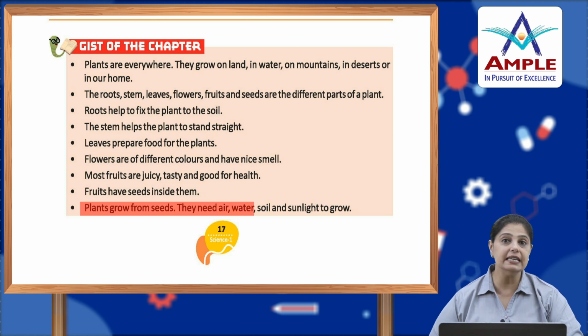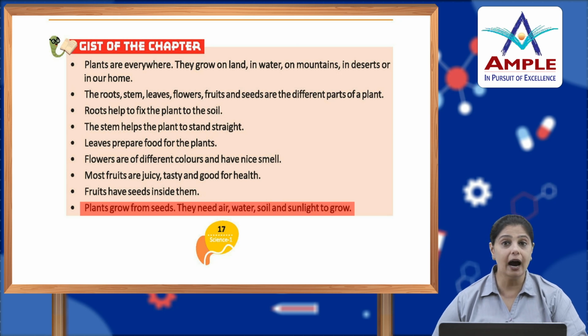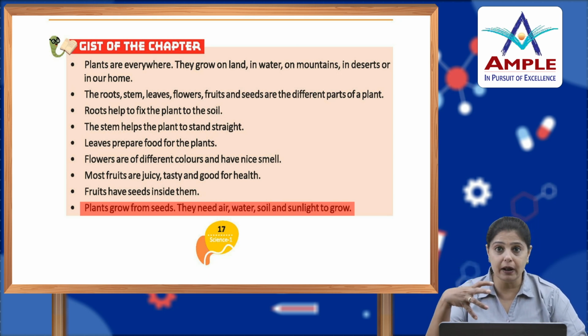Plants grow from seeds. They need air, water, soil and sunlight to grow. So, without these main things, the air, water, sunlight and soil, the plants cannot grow. If they lack anything, they will not grow. Even the plants that we say are indoor plants, they need a little bit of sunlight so that they can grow.